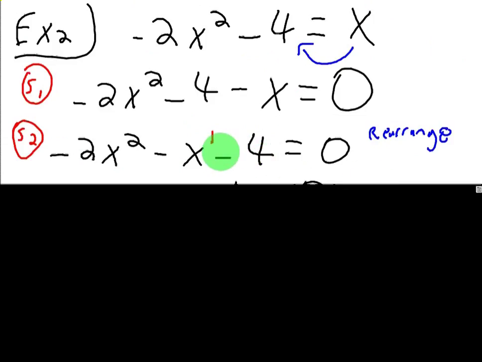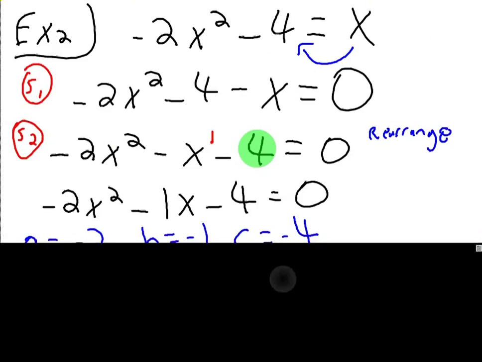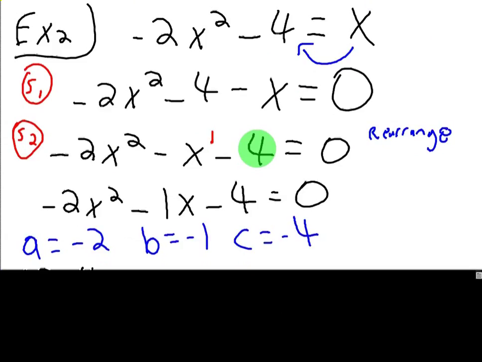So who can tell me from there what a, b, and c is going to be? B is not negative x, sorry. Negative 1. Negative 1, yes. And C is negative 4. That's correct. Hey, why is it not negative x? It's the number next to it. It's the coefficient of x, not x itself. And since it's minus x, you have to put a negative 1 there. So that's why it's negative 1.